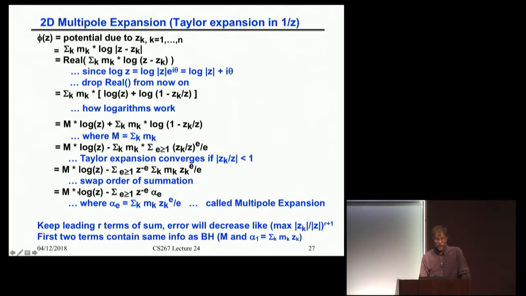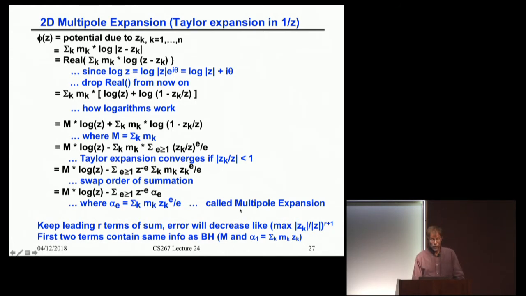So if you notice, what are the first 2 terms of the Taylor expansion? Well, there's a total mass, and then there's just this weighted sum. So this is exactly the same information that Barnes-Hut used. And so I'm just taking a few more terms, beyond what Barnes-Hut would have used. Okay. So that's all the math that I need to keep going.